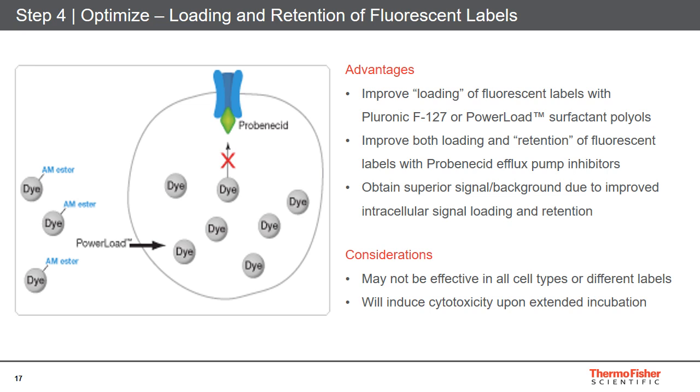And so there are a couple different reagents and approaches that we can utilize in order to improve both of these steps. So the advantages here are, of course, that it enables us to get higher signal with lower background over time. But of course, some considerations that we have to take are that these approaches may not be compatible in all cell types, and the fact that we're going to be adding additional components to these experiments also means that potentially we may induce some cytotoxic effects. So we'll talk about that here a little bit in the following slides.